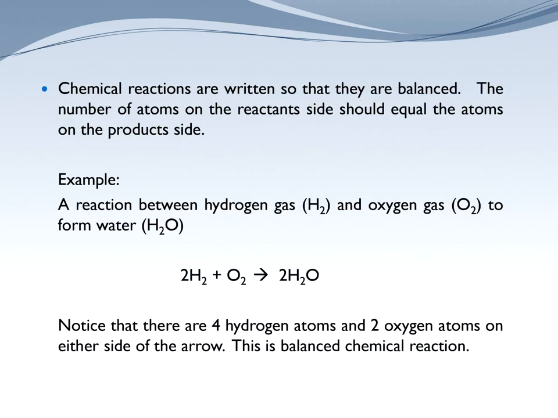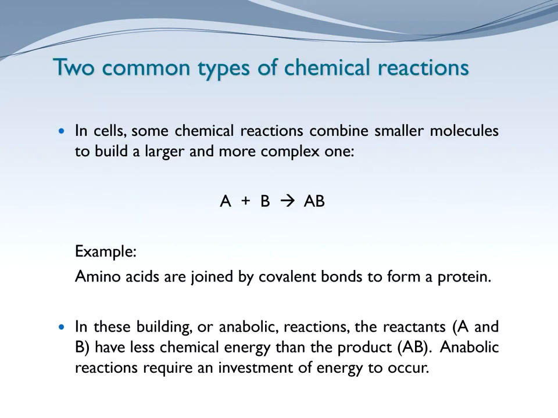Chemical reactions are written so that they are balanced. The number of atoms on the reactant side should equal the number of atoms on the product side. In the reaction that is shown here, the number of hydrogen and oxygen atoms are equal on both sides of the arrow. 2 types of chemical reactions commonly occur in living cells.